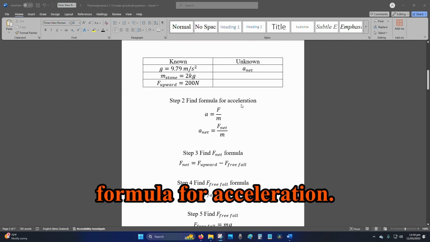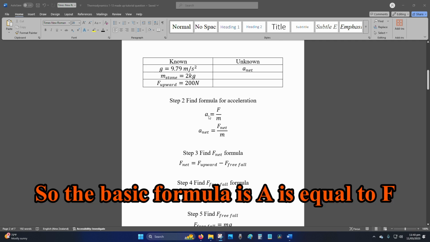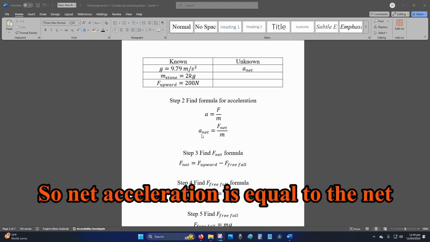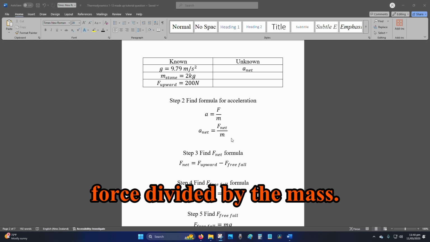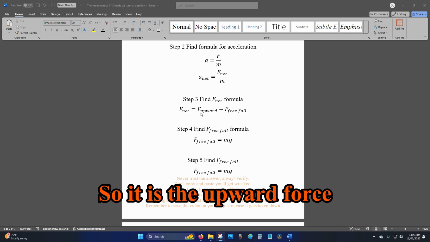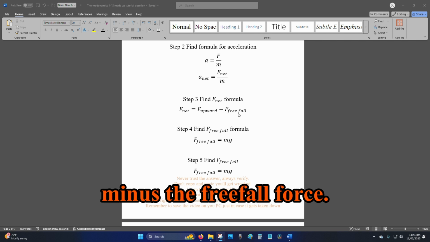Step 2, find the formula for acceleration. So the basic formula is A is equal to F divided by M. Then we go into a little bit more specific. So net acceleration is equal to the net force divided by the mass. Step 3, find the net force formula. So it is the upward force minus the free fall force.